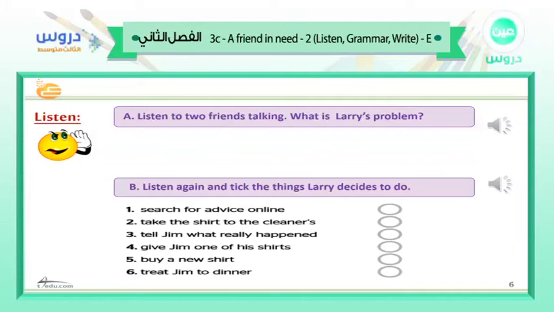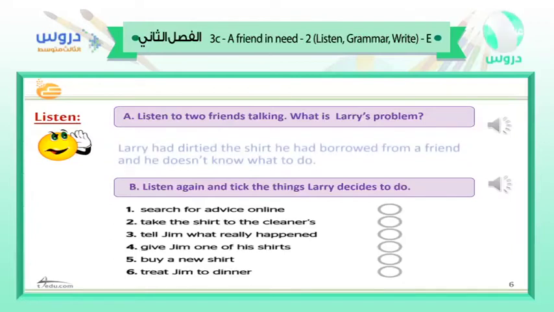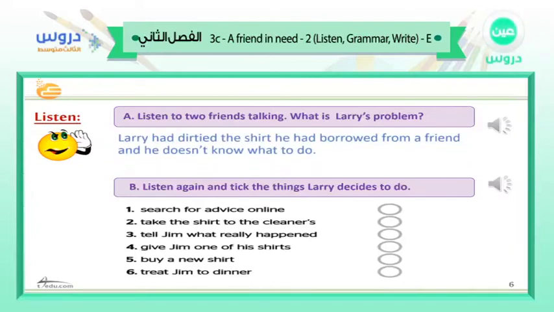Okay, so what is Larry's problem? What is Larry's main problem? Very good. He got the shirt dirty, and the shirt is not his. He borrowed it from his friend. Very good. So Larry had dirtied the shirt he had borrowed from a friend, and he does not know what to do. Very good. Now listen again and tick the things Larry decides to do. Okay? Listen again. B. Listen again and tick the things Larry decides to do.